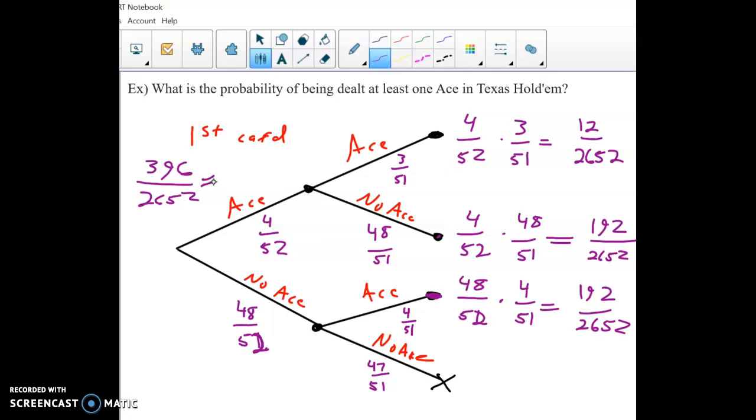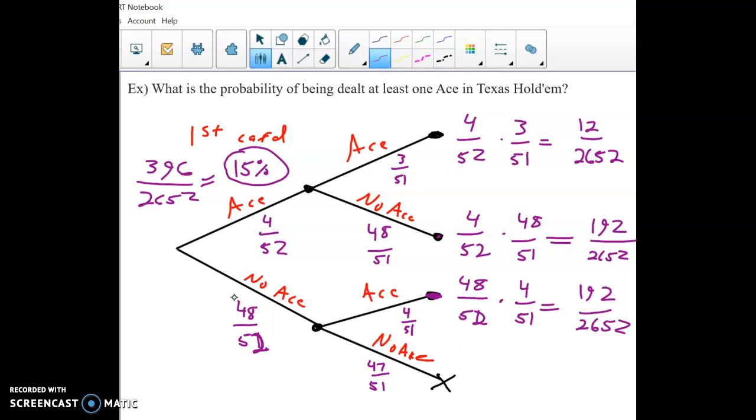2,652, and then as a percent, if you're interested, this is actually kind of interesting. It comes out to be about 15%. So the chance you get at least one ace is 15%, which is really surprising. I would have guessed lower than that, but according to this calculation, it looks like about a 15% chance of at least one ace.